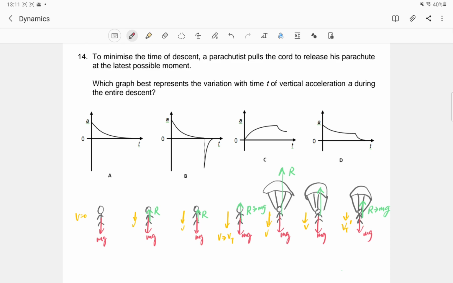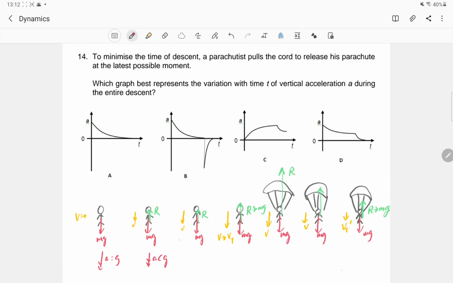At first, at the instant of jumping off the plane, v equals 0. Acceleration is just equal to g. So here, a is equal to g. Then once the guy starts to move, he has velocity and will experience air resistance. So here, the acceleration will decrease and it's less than g already.